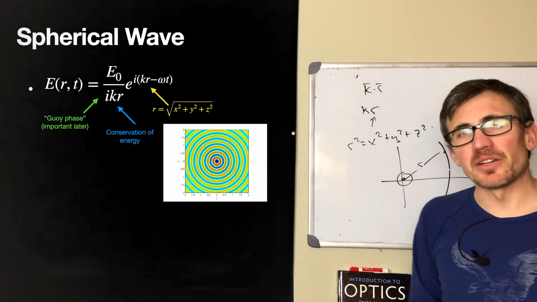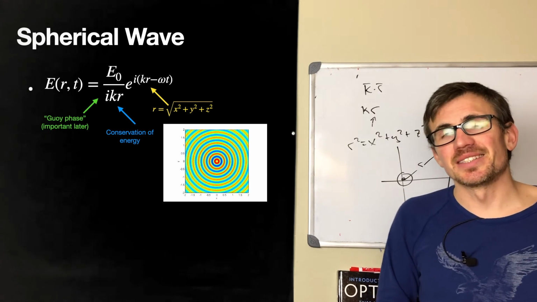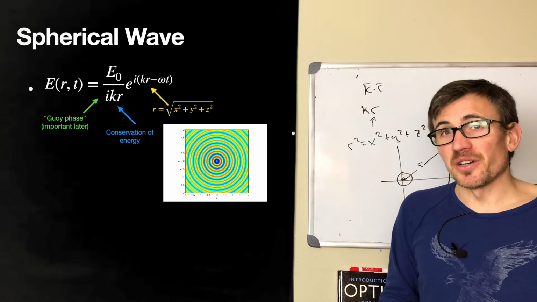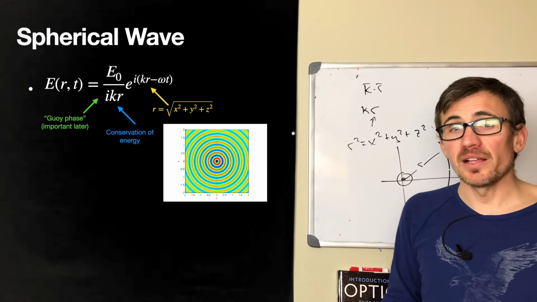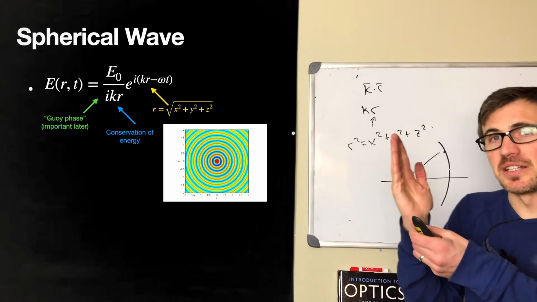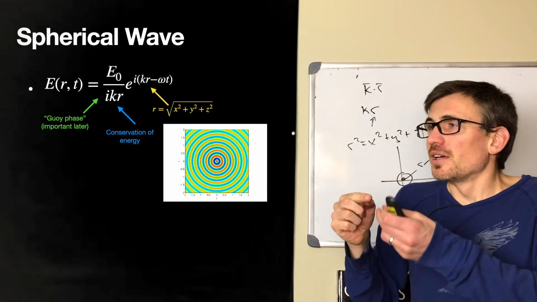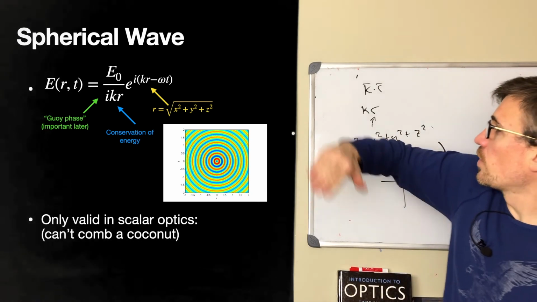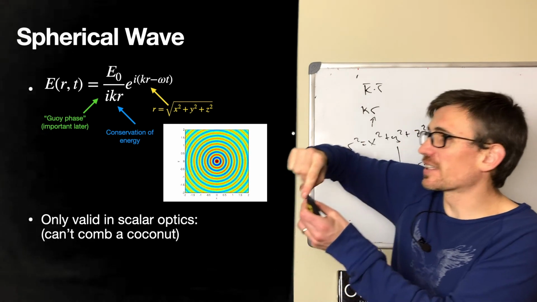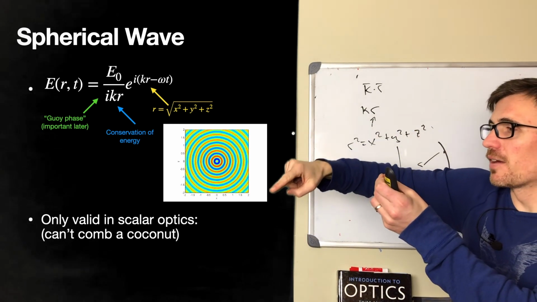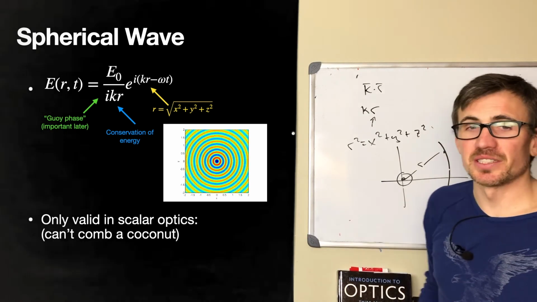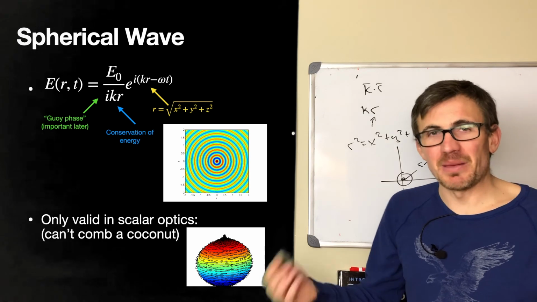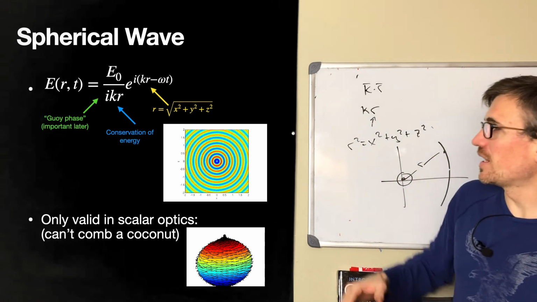So we use it a bit later in the course. One thing that's interesting is that this is only valid in the scalar optics approximation. You cannot have a vector spherical wave like this. Why? Well, remember when we actually had to deal with the direction of the field, we found that light was transverse. And you cannot have a transverse field that has a constant vector around a spherical surface. You can't comb a coconut, is sometimes how it's said. It's actually a mathematical theorem, the unfortunately named Hairy-Ball theorem.